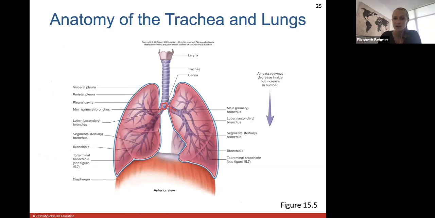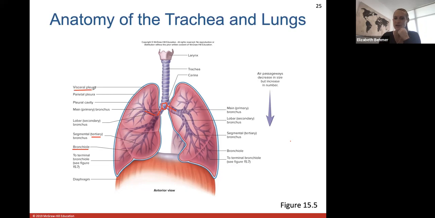The primary bronchi split into secondary bronchi, going to all the different lobes. Secondary bronchi split into tertiary or segmental bronchi, splitting into bronchioles to terminal bronchioles, and we'll look at a different picture. So you can start to see how it kind of looks like tree branches, how your trachea splits into all of these branches to again get air to all of the parts of the lungs.